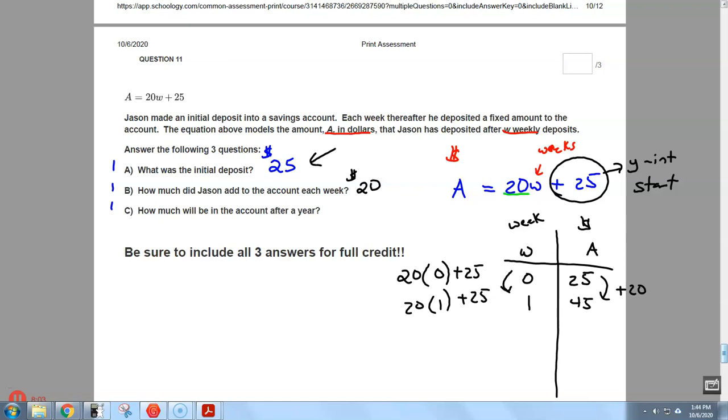Now, the final question says, how much will be in the account after a year? Well, I interpreted the problem as 52 weeks in a year. So when you plug in 20 times 52 weeks and then add your initial deposit, I got 1,065. So I put that as the right answer. Well, I kept seeing a lot of people that had some weird answer like 1067 and some change. And I'm like, what in the heck? He's not putting any pennies in the account. How's that happen? Well, a kid explained it to me.